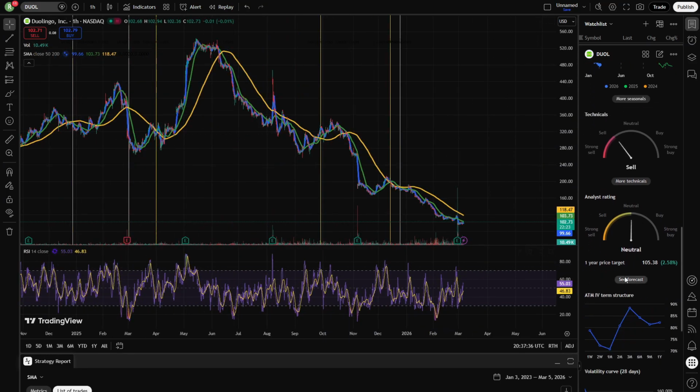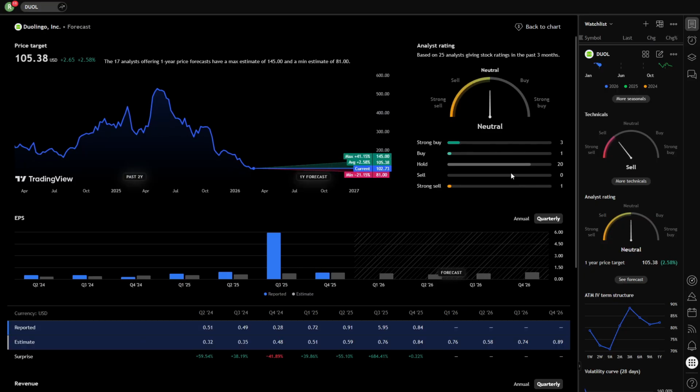Now, if we look at analyst ratings on this stock, we can see something quite interesting. We have three strong buy, one buy, and one hold, and 20 hold, and one strong sell. That is quite interesting given how niche a company this is, and they're almost a monopoly. I think it's quite interesting we have so many holds and not more buys at this level.